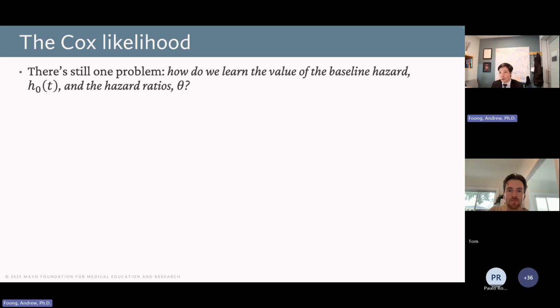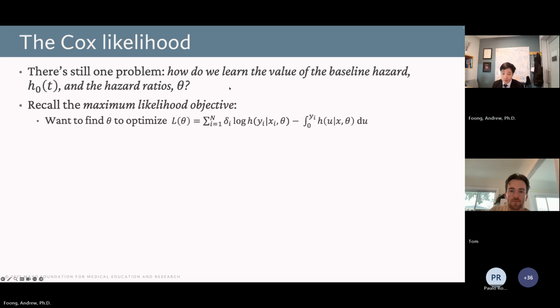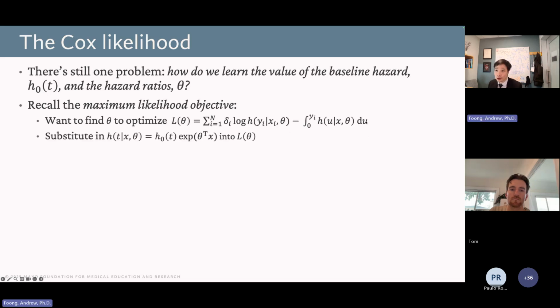So now there's still one problem, which is, given we've made the proportional hazards assumption, how are we going to choose the baseline hazard function, h naught of t, and how are we going to choose the hazard ratios theta? And the answer, as always, is that we're going to use maximum likelihood learning. So remember, we need to find theta to optimize the log likelihood, which is this expression in the hazard function, and this integral of the hazard function. So the first thing we're going to do is substitute in our assumed expression for the hazard function into the optimization objective.